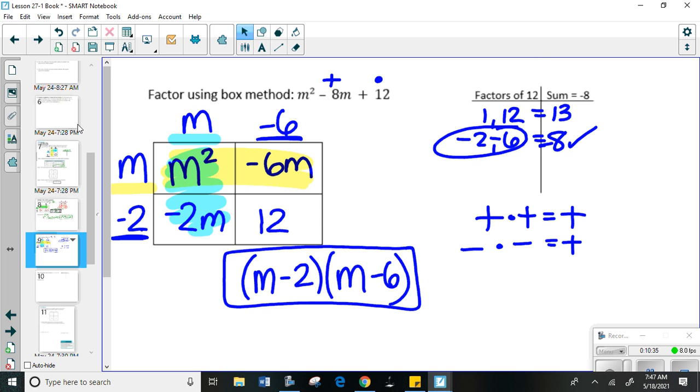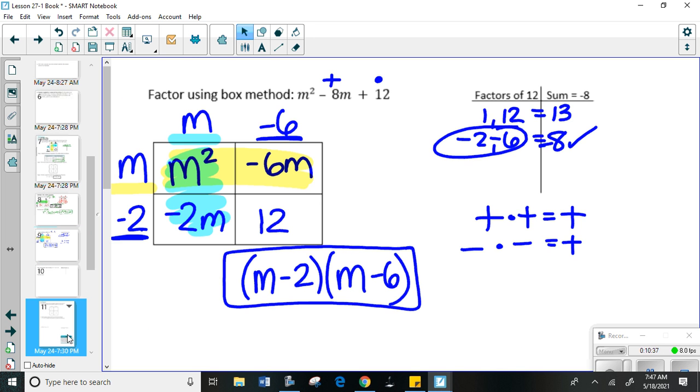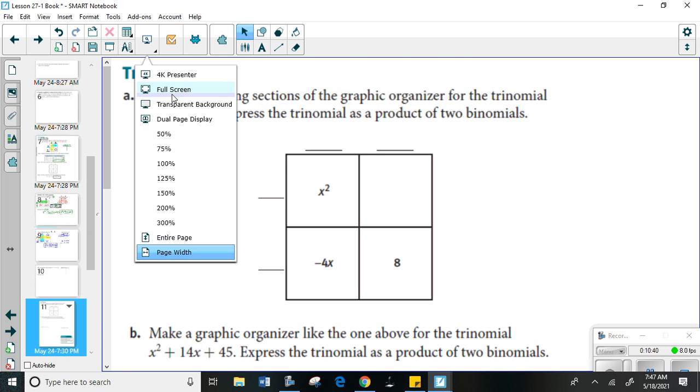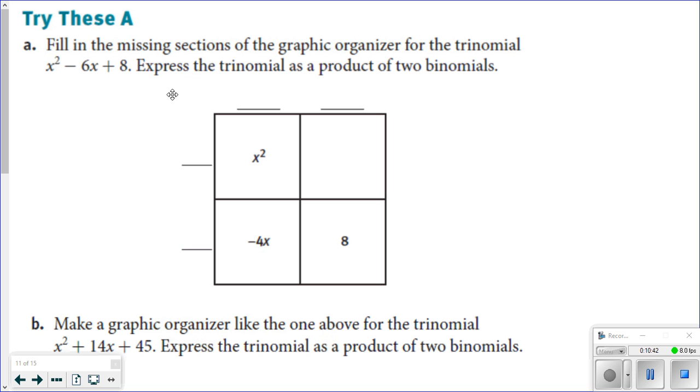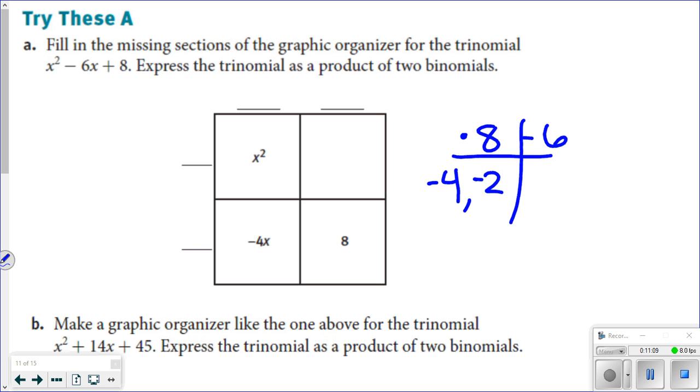So if we're looking here, back in the book, sorry, let's go to the Try These A, question A. And almost all of this is done for us. So they put in the x squared, they put in the 8, and they're telling us that one of the factors is negative 4. So what would the other factor be that multiplies to get a positive 8 and adds to get negative 6? That would be a negative 2.